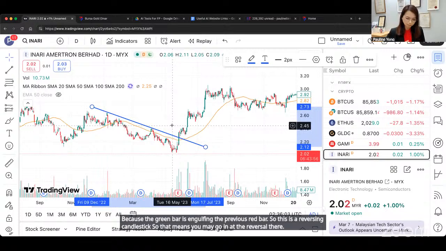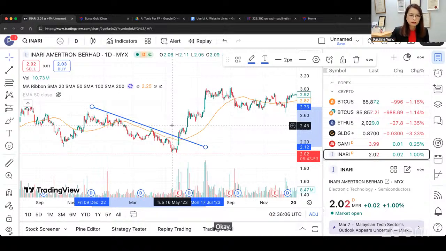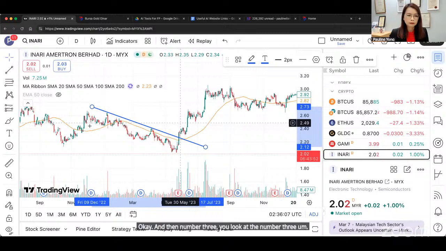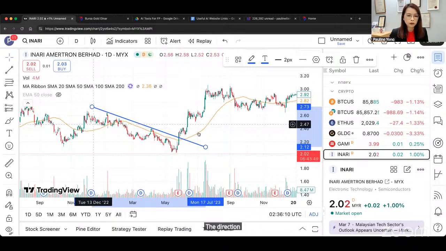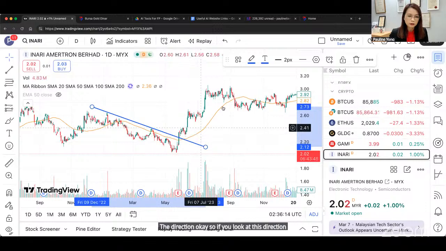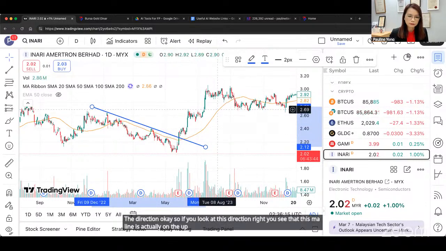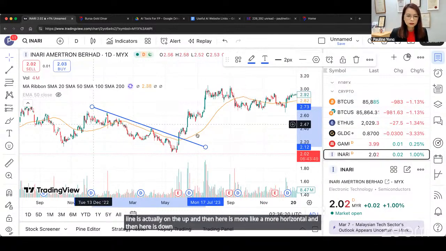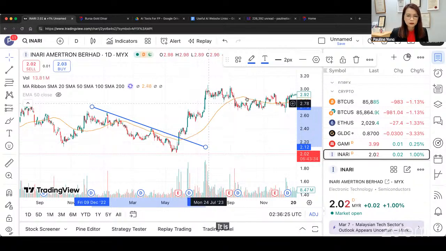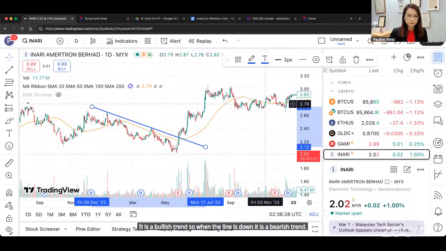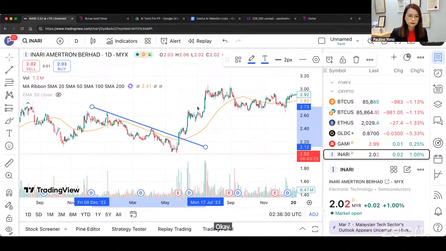And then number 3, you look at the direction. If you look at this direction, you see that this MA line is actually on an up. And then here it is more like a horizontal. And then here it is down. So you can see that when it is up like this, it is a bullish trend. When the line is down, it is a bearish trend.